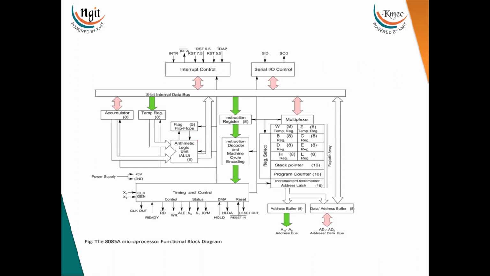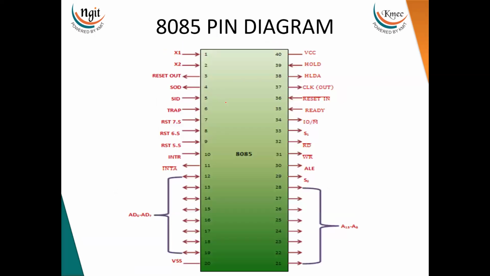In the architecture explanation, I have already explained the pins. These are the interrupts and interrupt acknowledgement pins, and these are SID and SOD. Here you can see the higher order address bus, and here the lower order address bus multiplexed with the data bus, and the power supply pins. Here you can see all the timing and control signal pins. All these pins I explained when I explained the architecture. Once again, we will see them in the 8085 pin diagram.